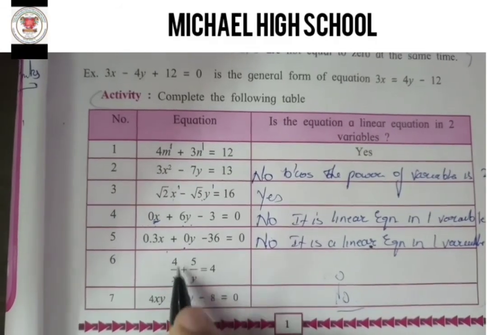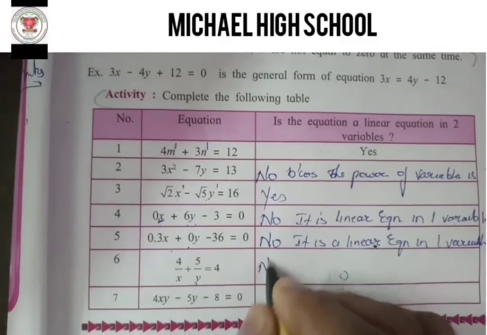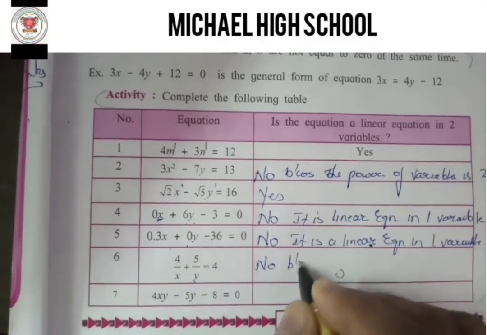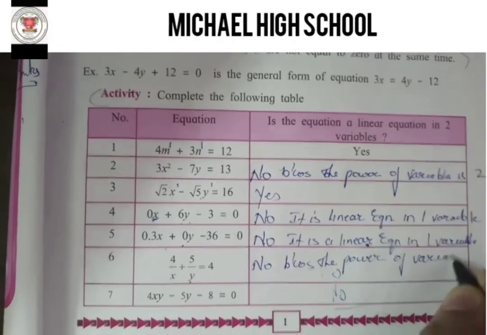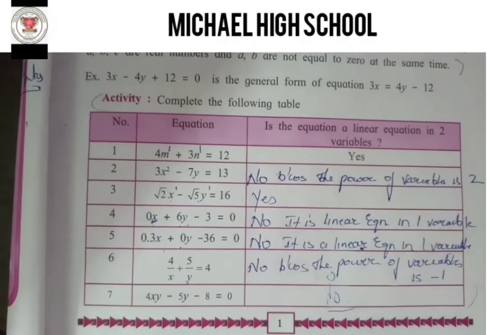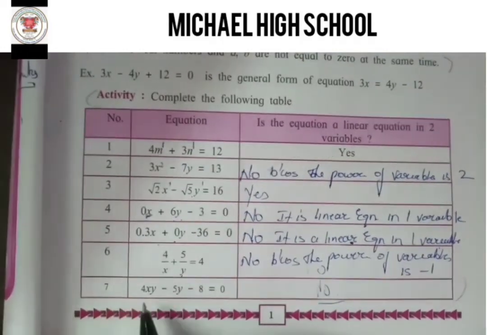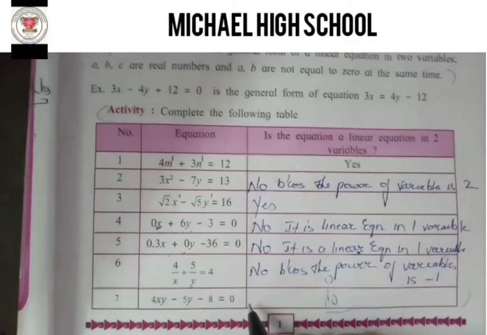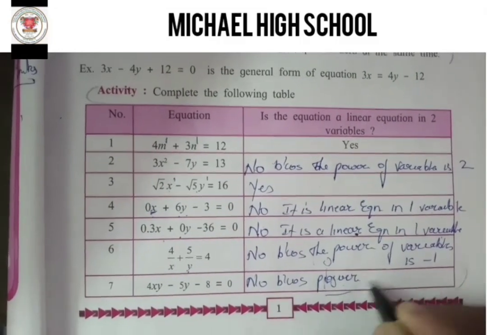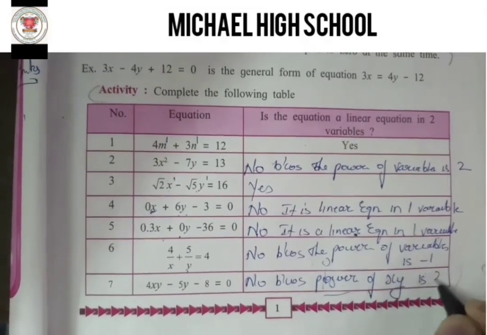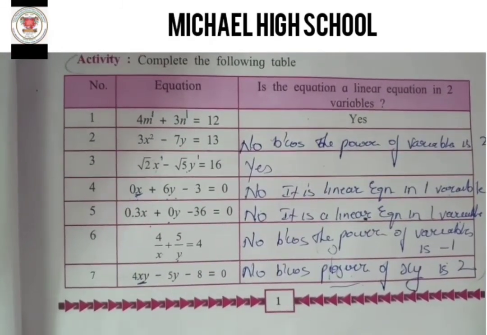The next equation, 4 upon x, 5 upon y, here the variables are in the denominator. This is also not a linear equation in two variables. Why? Because the power of the variables is minus 1, because the power of x and y is minus 1. So it is not a linear equation in two variables. Last one, 4xy minus 5y minus 8. Is it a linear equation in two variables? No, because the power of xy is 2. The power of xy, 1 plus 1, is 2. So it is not a linear equation in two variables.